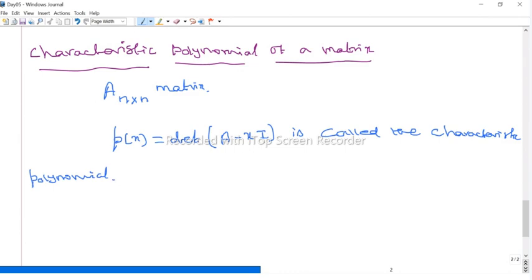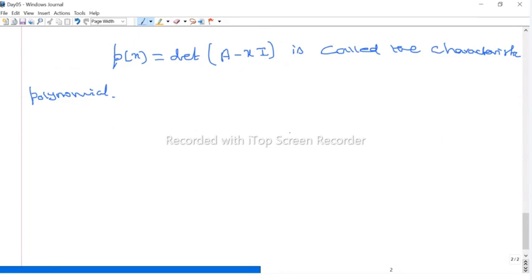So what is this? I is nothing but the identity matrix. That means the diagonal entries are 1, 1, 1. Suppose you are multiplying by x, what happens? The diagonal entries are x. We have to subtract this from the given matrix A and then take the determinant of the resulting matrix, and you get the polynomial. For example, if we take some matrix example, better we take a 3 by 3 matrix.